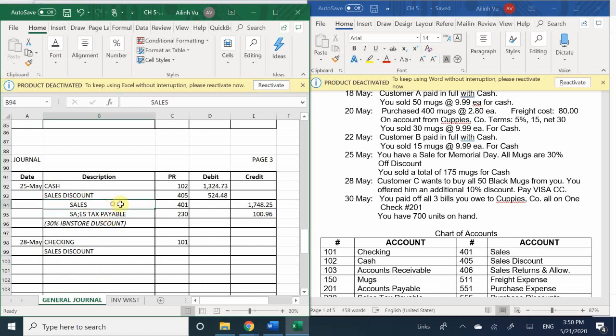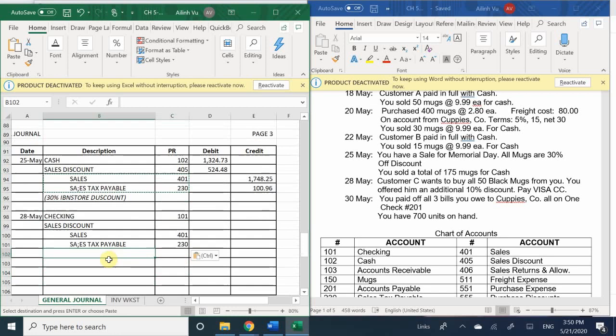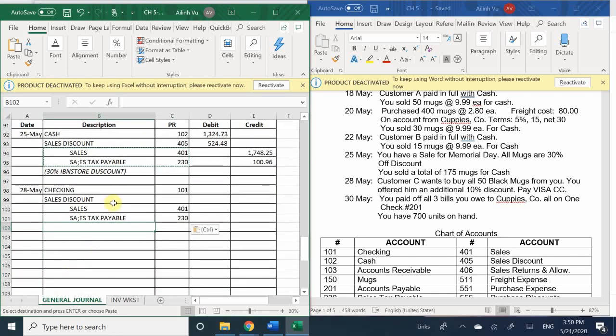We need to recognize sales and what else? Sales tax. Of course, there's always sales tax. Exactly, there will always be sales tax. You cannot escape from that. There are ways around it, but in this scenario, you can't. Tax exempt, yes.